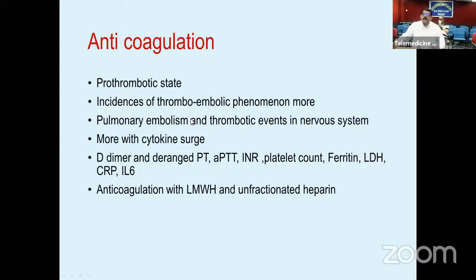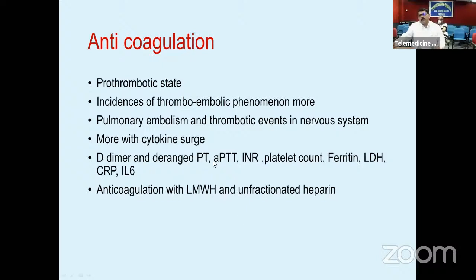The pulmonary embolism and the thrombotic events in the nervous system are seen, and there occurs a cytokine storm. So we do a D-dimer, prothrombin time, the APTT, the INR, the platelet count, ferritin, LDH, CRP, and interleukin 6, and anticoagulation with low molecular weight heparin and unfractionated heparin takes place.